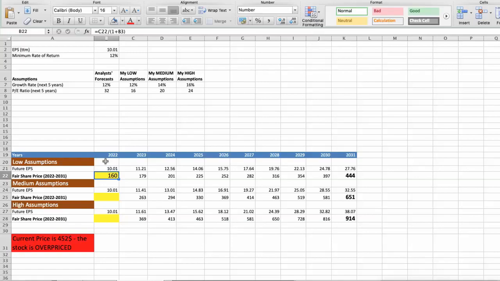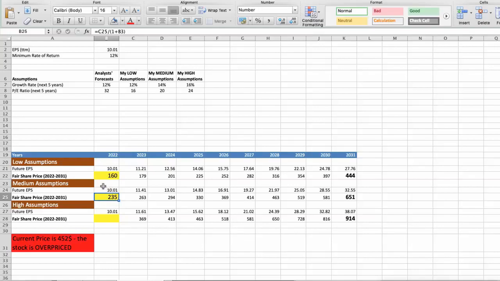Second scenario. Adobe will have average performance in next 5 years, and we will use the following parameters in our calculation. Future growth rate would be average, 14%. Future PE would be average, 20. In this case, the fair value of the stock today would be $235.